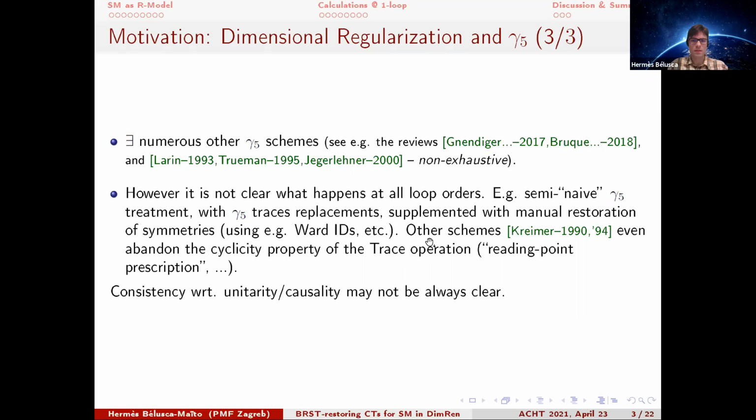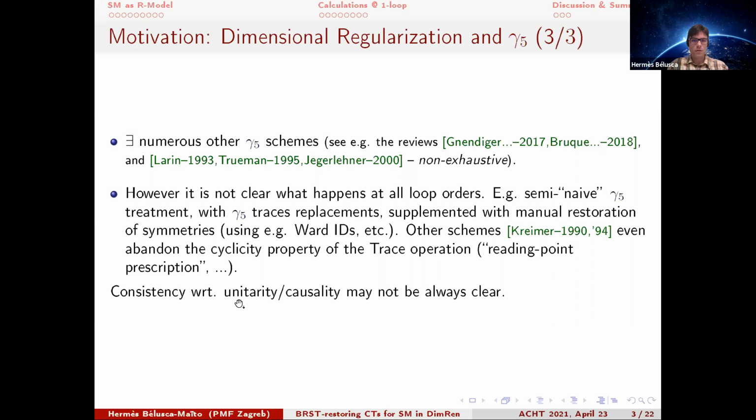There are other schemes that go further in this idea, and even instead of saying something about the anti-commuting property of the gamma-5 matrix, they abandon the cyclicity property of the trace. For instance, this is the so-called reading point prescription scheme from Kramer.